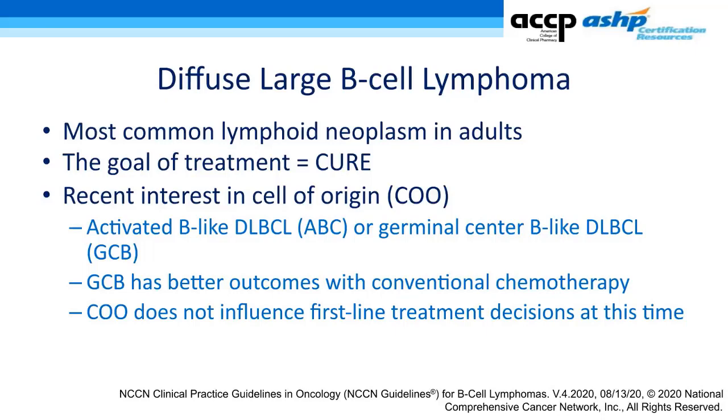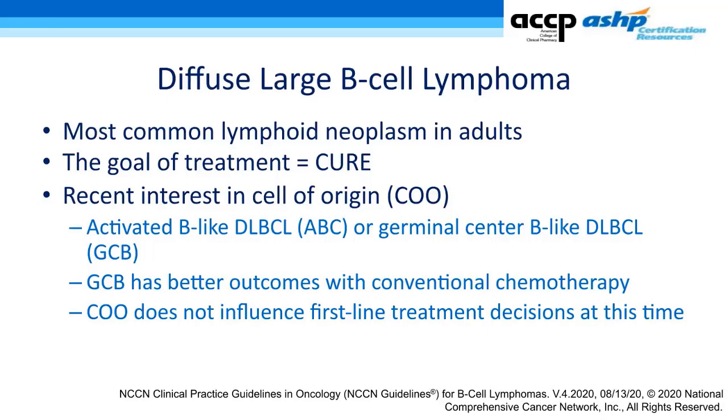So diffuse large B-cell lymphoma is actually the most common lymphoid neoplasm in adults. And because it's an aggressive lymphoma, it's much more likely to be sensitive to chemotherapy, and therefore our goal of treatment for all patients is cure.